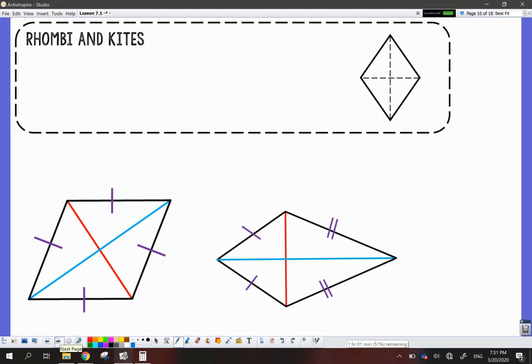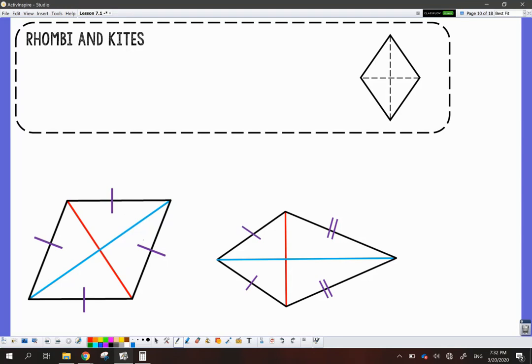Rhombi and kites. Remember that rhombi, or rhombuses, have all sides congruent. So finding the perimeter for a rhombus is as easy as just multiplying whatever your side is by 4, or just adding them all together.